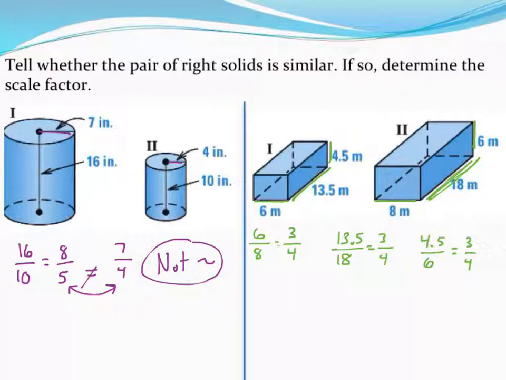So my conclusion is yes, these two figures are similar to each other because they have the same ratio between all the dimensions. They asked me for the scale factor. Well, of course, that's just the ratio that we found. So the scale factor is 3/4. One figure is 3/4 the size of the other figure, but they are similar to each other.